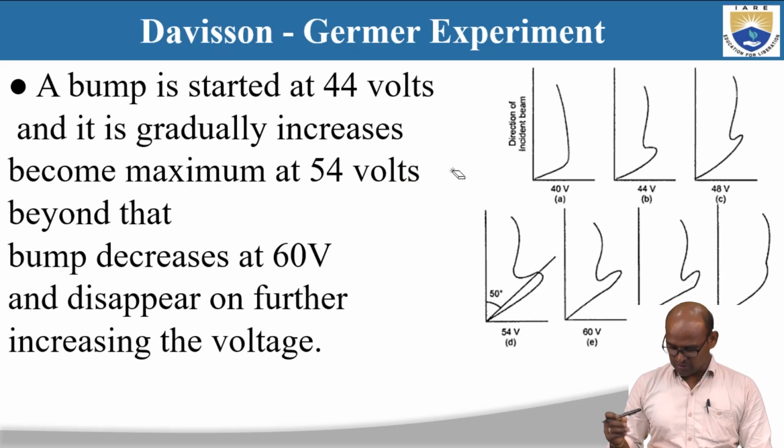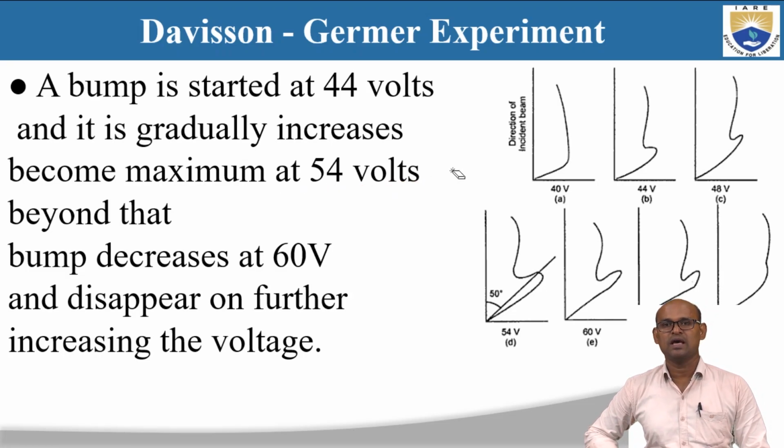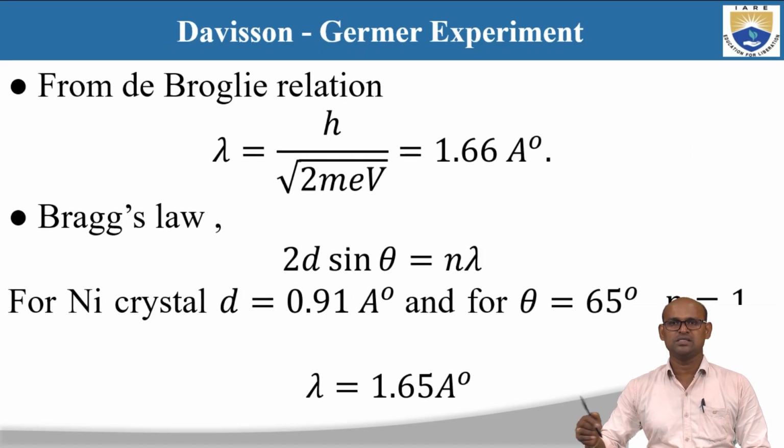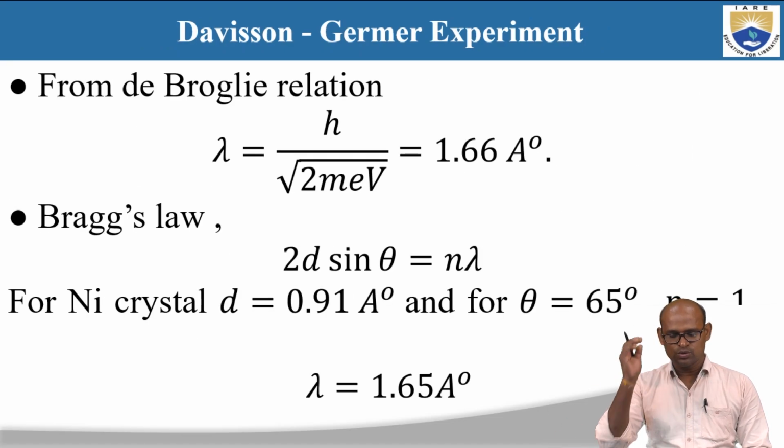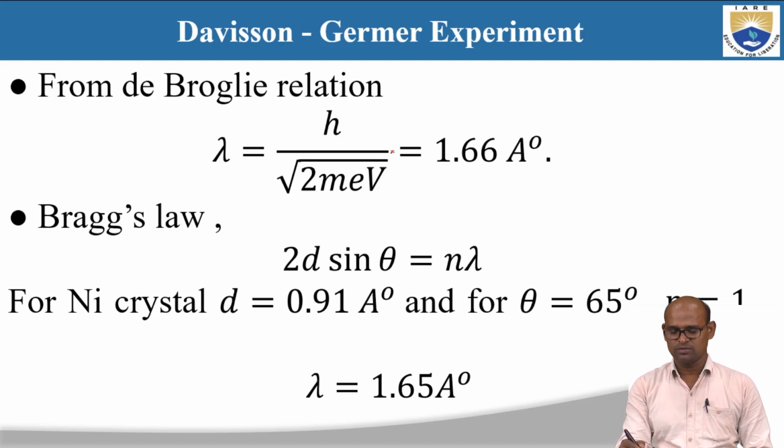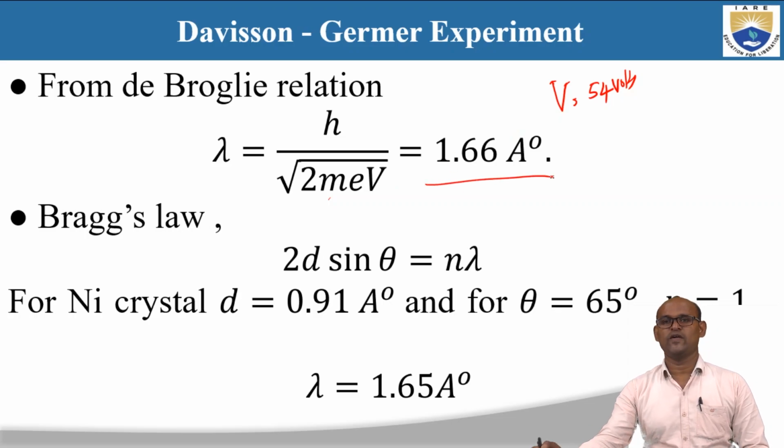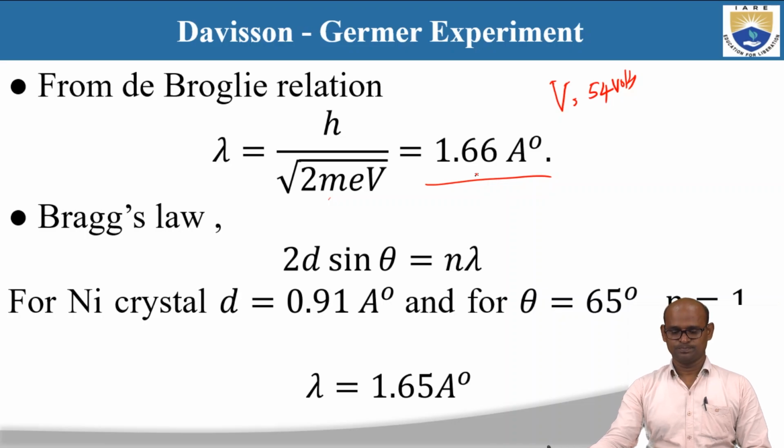So they found the maximum scattering angle as well as the voltage at which we get this maximum scattering angle. Using the de Broglie wavelength relation, we can calculate lambda associated with this electron. Lambda is equal to h by square root of 2 m q V, where q is the charge of the electron, m is the mass of the electron, and V is the potential, which they found to be 54 volts. By substituting all these values, they found that the wavelength associated with the electrons is around 1.66 angstroms.